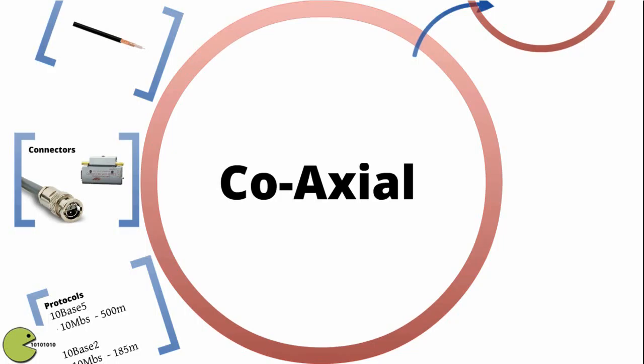You will most likely have seen coaxial cable in your home, connecting your TV to the TV's aerial, or connecting your cable box to the cable network. Coax cable comes in two flavors, thick net, or RG8, and thin net, or RG58, so called because of the thickness of the cable. Coaxial operates using the bus topology, which we will look at later. This means that each end of the cable must be terminated.